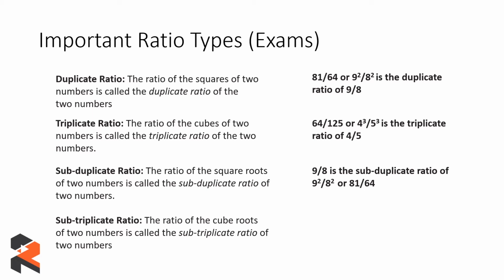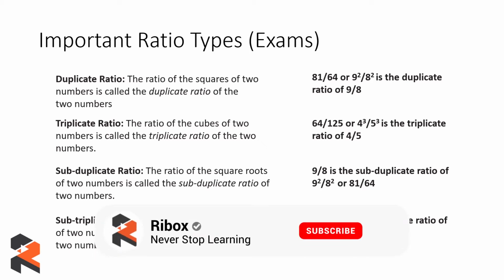It is nothing but the ratio of cube roots of two numbers, which is called the subtriplicate ratio of two numbers. Again, for an example, you can just write the opposite of triplicate ratio, which will be the similar example for subtriplicate ratio. I hope these types of ratios are clear. I tried to make them in a very short and simple manner for you. These are the types of ratios which you need to remember. We are not talking about the very basic types of ratios like the inverse ratio, because those are things which you can figure out naturally by the name.